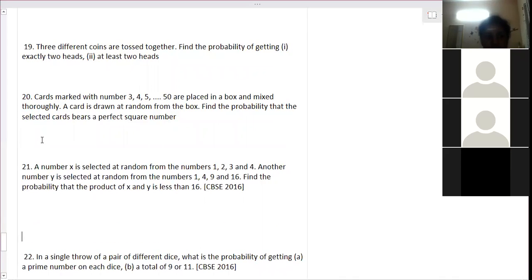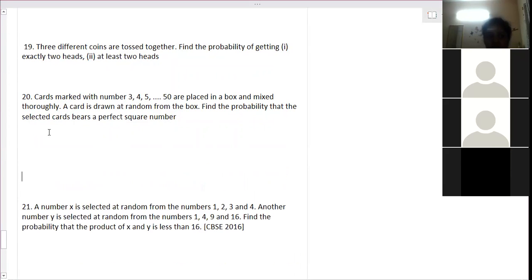What are the square numbers there? Perfect square. Find the probability that the selected card bears a perfect square. So how many cards are there first? 48, ma'am. How 48? Ma'am, 50 minus 3 plus 1. That is 48. Now what are the possible outcomes? Ma'am, 4, 9, 16, 25, 36, 49.